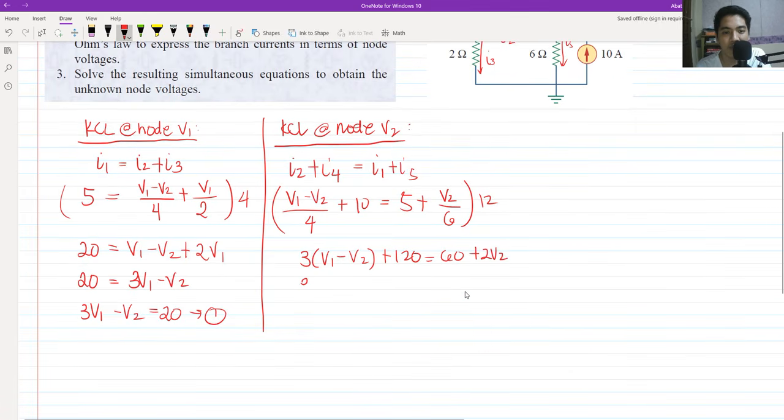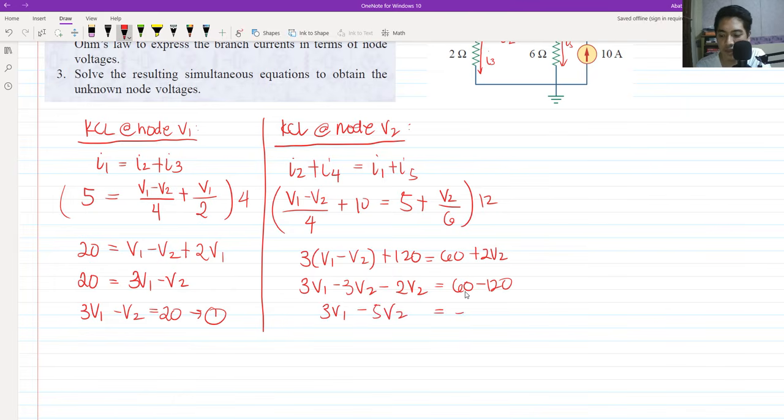If we rearrange this, we have 3V1 minus 3V2. Transposing, we have negative 2V2 here, and we have 60 minus 120. So we have 3V1 minus 5V2 equals negative 60. So this is our equation 2.